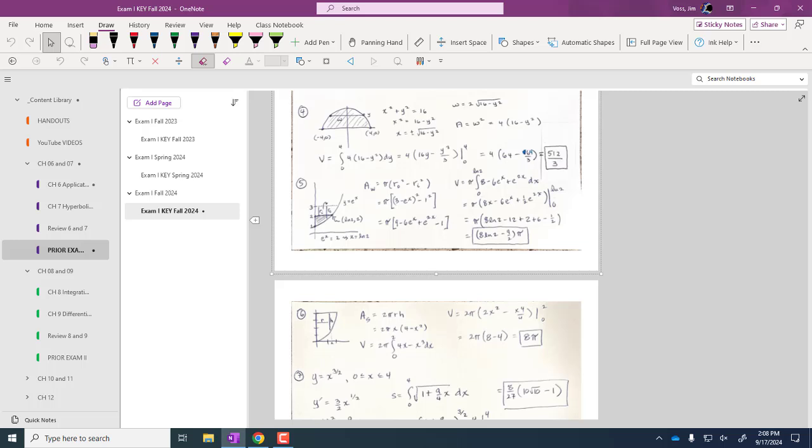But those words mean something. Parallel to the diameter. There's not a lot of words in these questions, so pay attention to all the words. They're all important.